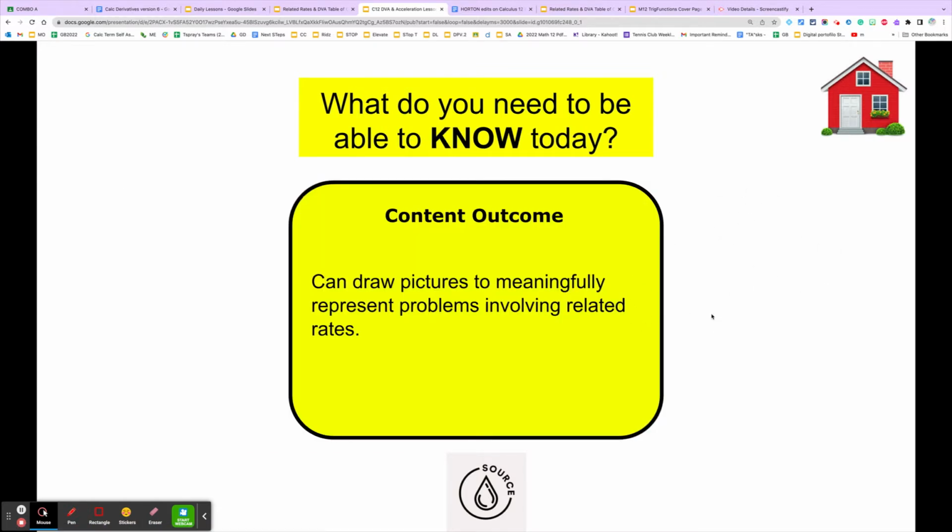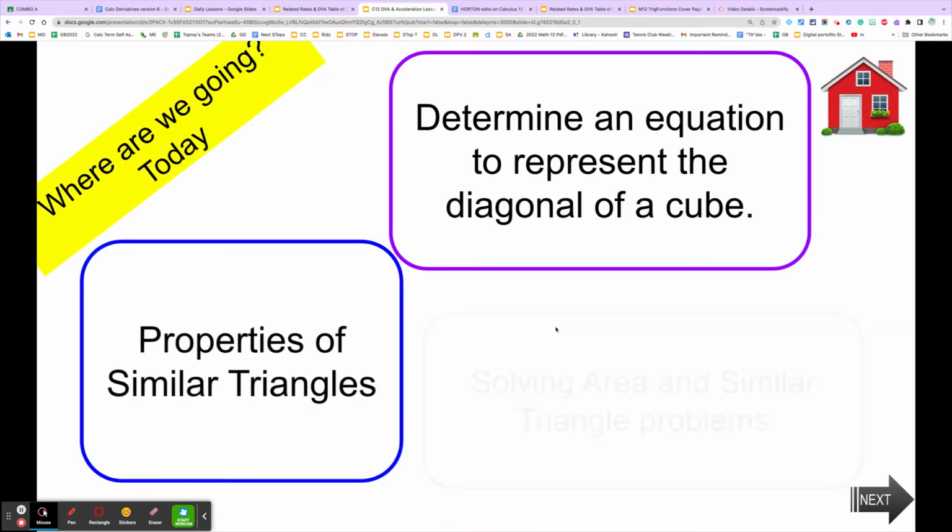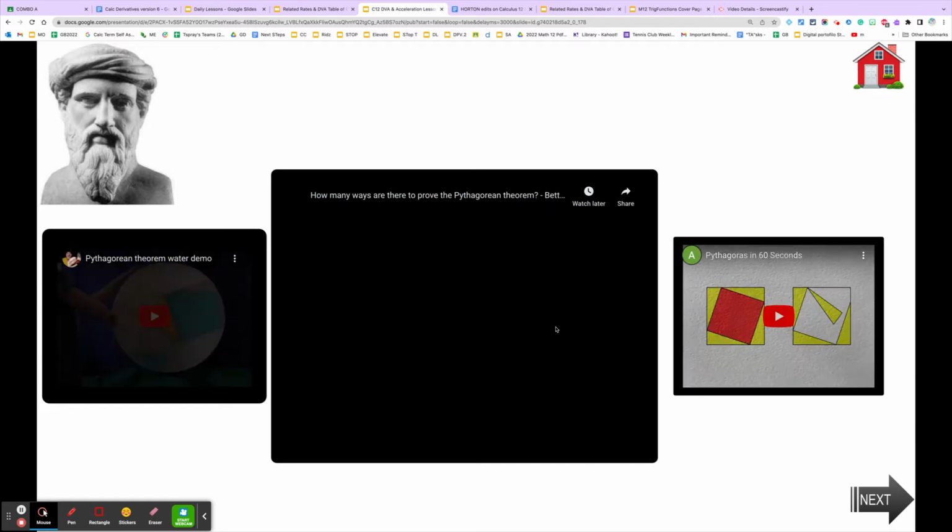The content, as well as the curricular competency, is to draw pictures meaningfully, to represent problems in meaningful ways, and meaningful meaning that other people could look at your drawings and use your drawings to solve problems. So here we go. There are going to be some tricky problems today.